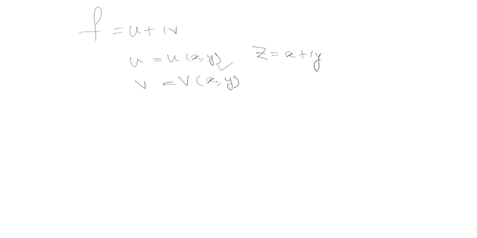Okay, so today I'll be discussing the necessary condition of a function whenever it is differentiable. Suppose you are given a function f equal to u plus iv, where u is a function of x comma y and v is again a function of x comma y. This x comma y is coming from the complex variable z, which can be written as x plus iy. So here u is the real part of the function f and v is the imaginary part.